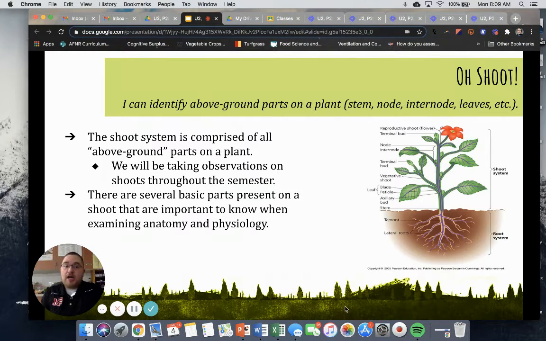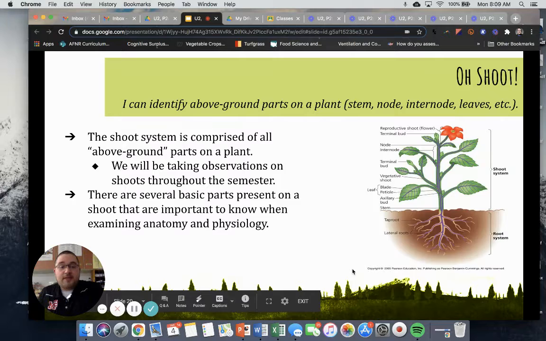So we've learned a little bit about seeds and roots and photosynthesis. Now we're going to focus on the shoot, things that are above the ground. The above ground parts of the plant are the shoot system, and there are several basic parts present on the shoot that are important for us to know when examining plant anatomy and physiology.